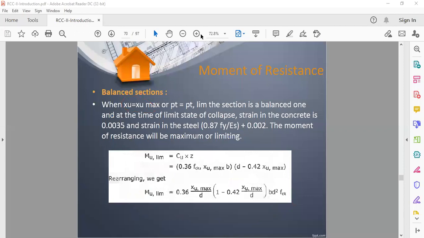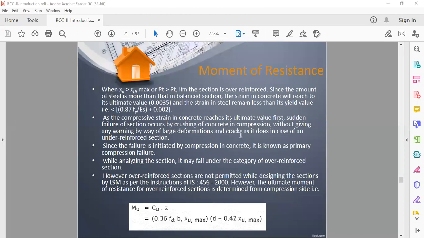And for the moment of resistance in the case of this over-reinforced section, okay, what happens in the over-reinforced section? Understand that the compressive strain in the concrete will reach the ultimate value first, and sudden failure of the section occurs by crushing of the concrete in compression.